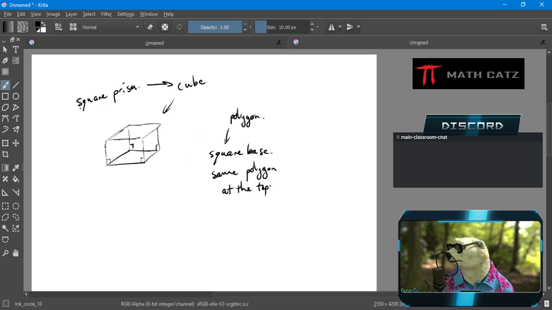I put the name of the polygon that is the base in front of the prism word because I can have many different prisms. They're not as easy to draw as the square, but I can have a triangular prism.